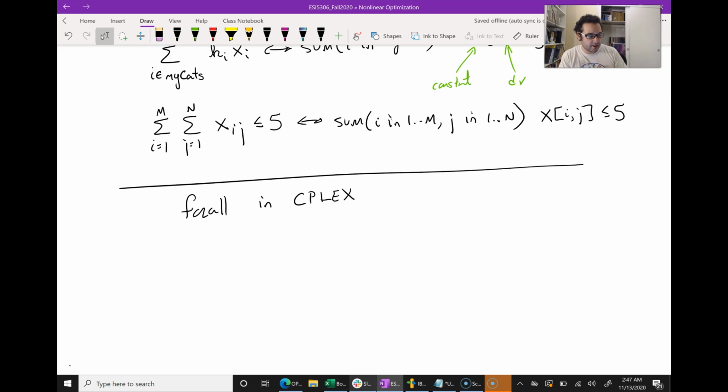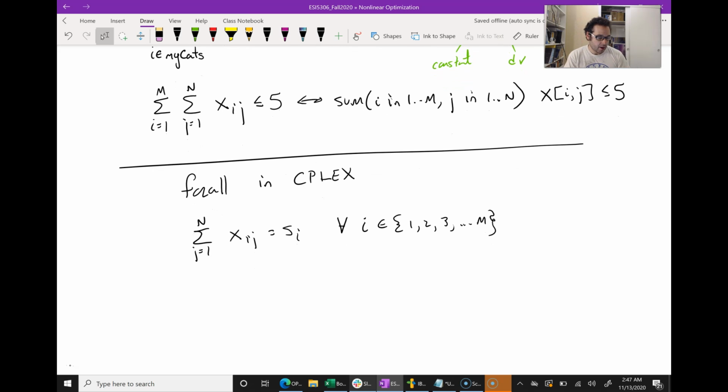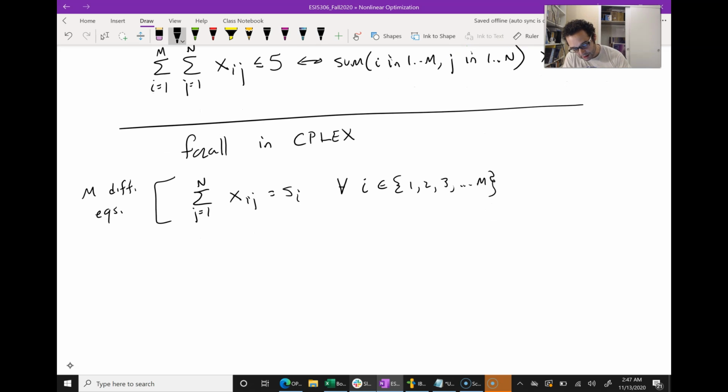So I think the best way to learn this is just by an example. So let's say we wanted to sum xij, and we want to set that equal to si. And this equation is going to hold true for all i in 1, 2, 3, all the way to m. Okay, so there's some set that i is in. All right. So again, this one statement actually represents m different equations. Okay. So instead of writing it out m times, we can use this forall statement. And the way it sort of works is we say forall, parentheses, i in 1..m. Okay.